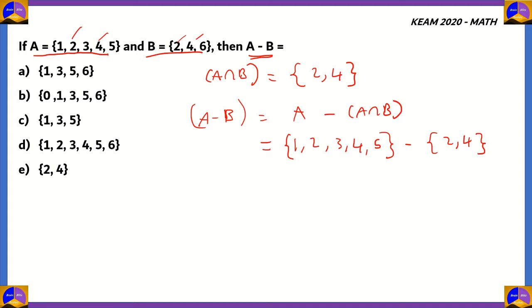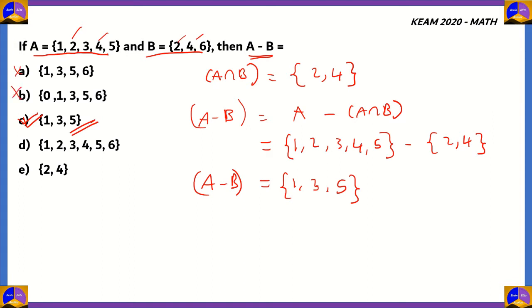So an element can be present in both set A and B if they are part of the intersection of A and B. So if you remove the elements of the intersection from the original set, you will get 1, 3, 5 as the elements of the set A minus B. So therefore, the correct answer among the following is option C, the set 1, 3, 5. 1, 3, 5, 6 is incorrect because 6 is not present in the set A. 0 is not present in the set A, so option B is incorrect.